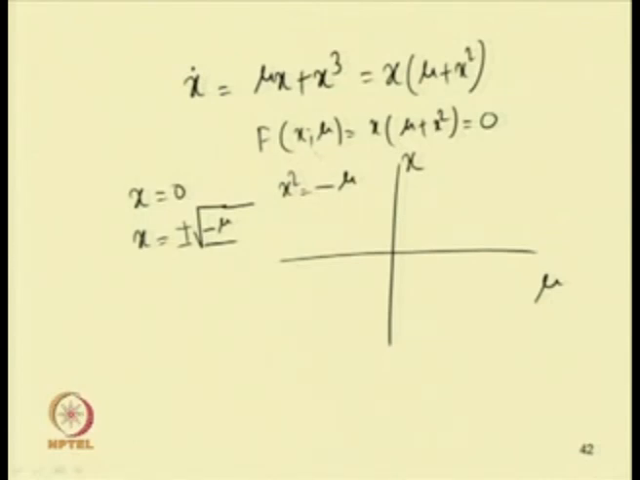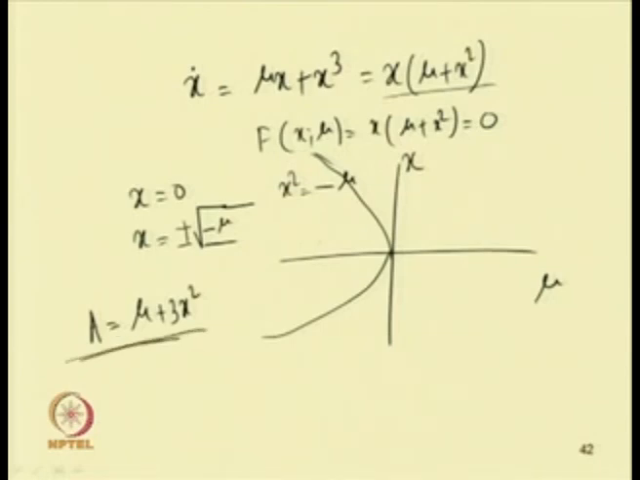So the solution becomes this. We have a trivial branch and these two are non-trivial branches. In this case our A matrix, that is our Jacobian matrix, becomes, if you differentiate mu x plus x cube, mu plus 3 x square. For the trivial branch, we will have A equal to mu.